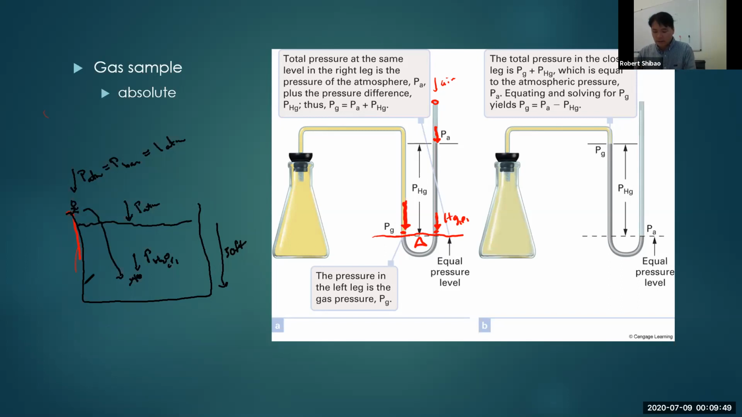I think 13.6 was the density. 13.6 times 760 is 10,336 millimeters, divided by 1,000 is 10.3 meters. So we have to go down 10 meters. Well, 10 meters is approximately 30 feet. And so if we have 1 atmosphere of pressure here, and then we go 30 feet down, that's about 14.7 pounds of water on top of you.